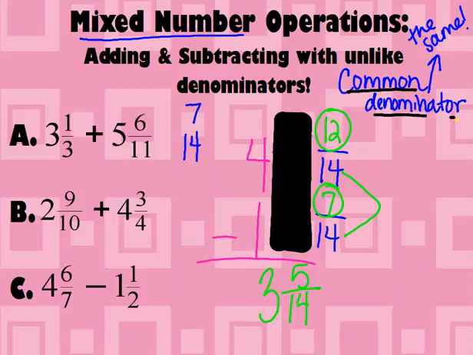The only thing we need to do is check this little fraction right here, 5 over 14. That is in simplest form, so I don't have to worry about that. So my final answer here would be 3 and 5/14. The biggest thing to remember when you're adding and subtracting fractions is you have to have a common denominator. Gotta have a common denominator.